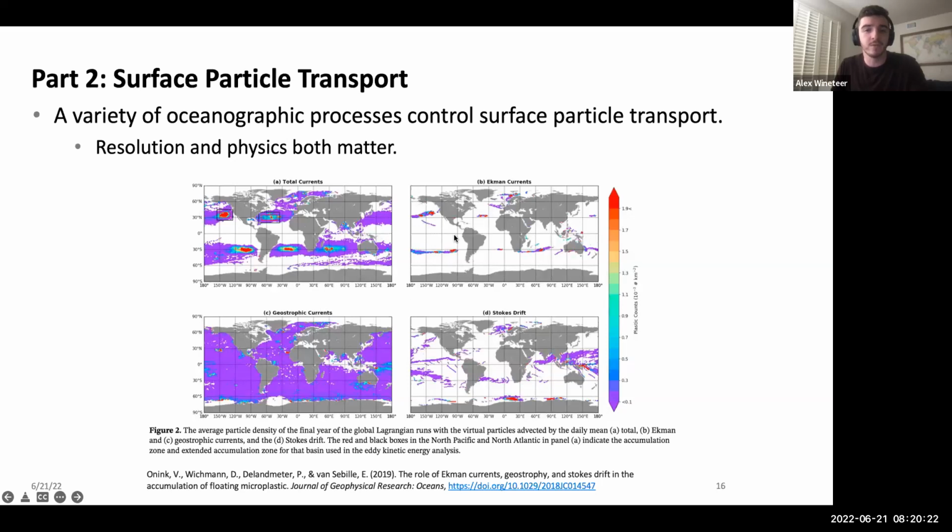So the point of this paper really was to show that you have to think about all of the oceanographic processes that can advect particles if you want to see true particle advection in the oceans.